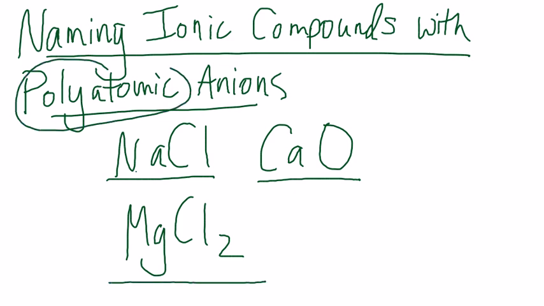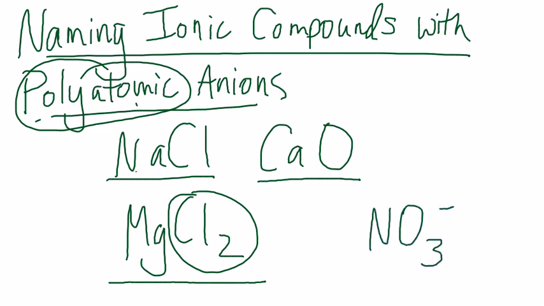Well, polyatomic anions are the anions that have more than one type of atom. Even MgCl2, magnesium chloride, is not a polyatomic anion because it contains two copies of the same atom. A polyatomic anion might be something like NO3- or CO3 2-, nitrate and carbonate. Those are examples of polyatomic anions.